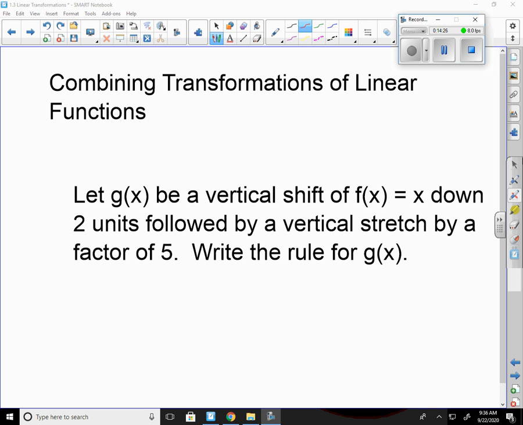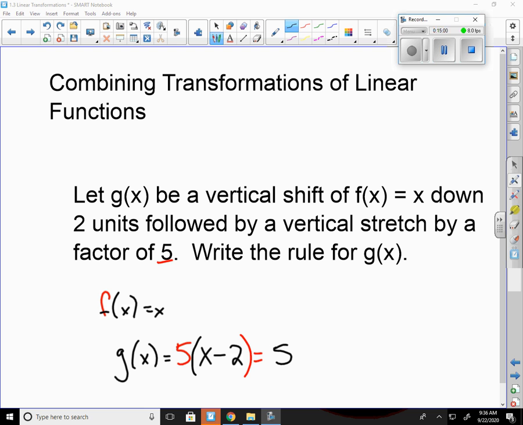So I start with f of x equals x. And then in order to create g of x, it says a vertical shift down 2 units, which means I do x minus 2, followed by a vertical stretch by a factor of 5. Since it's vertical, it means it gets multiplied by the whole thing. It's a stretch, which means I leave this number the same. And so it's 5 times x minus 2. Distribute my 5 to both terms. 5x minus 10. And that is my rule for g of x.